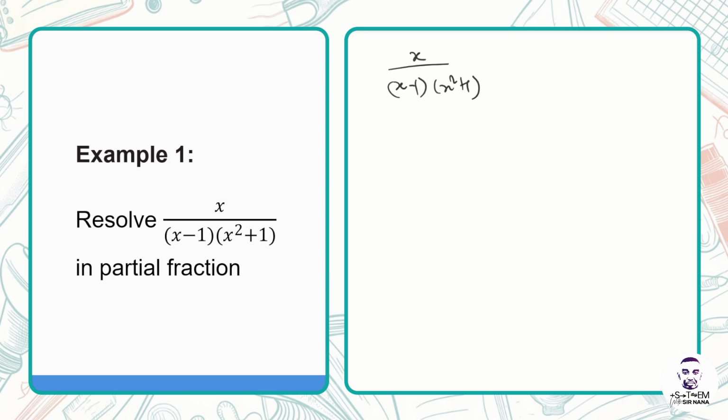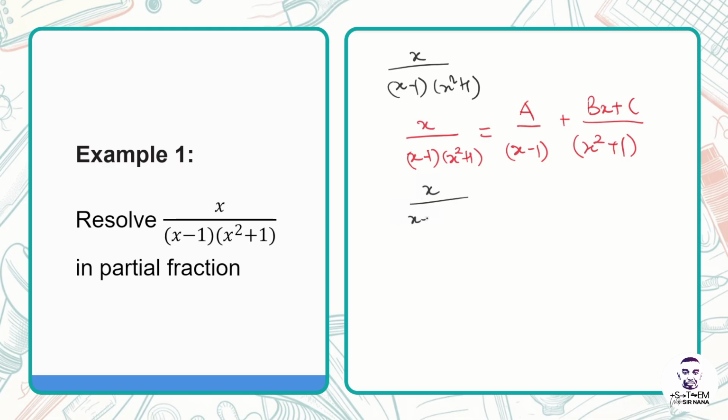So we see that it is a linear factor with an irreducible quadratic factor. So we have x minus 1, x squared plus 1. We know for linear, we can express it as a all over the factor, so x minus 1. Then for the irreducible quadratic factor, we can use bx plus c, since a has been used for the linear already, all over x squared plus 1. So in this case, we would write the left hand side again, x all over x minus 1, and then x squared plus 1.